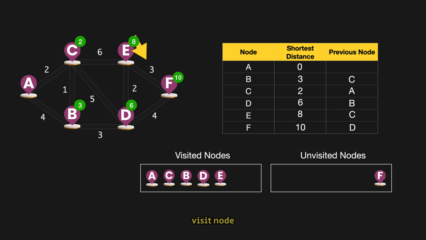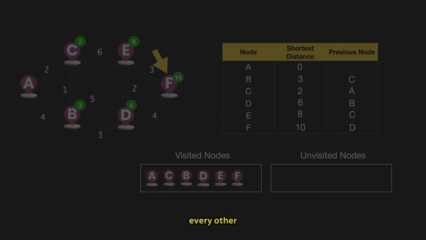Finally, we visit node F. Since it's the last node, we are finished. All the nodes have been visited, and our table now shows the shortest distance from node A to every other node. And that's it. Now you know how Dijkstra's algorithm works to find the shortest path in a graph.